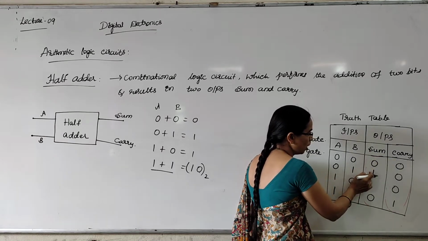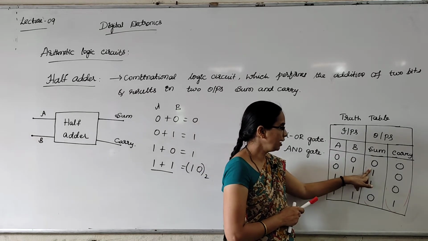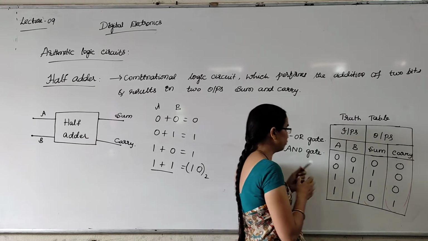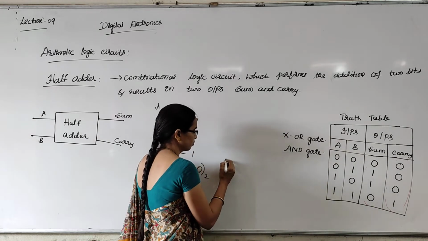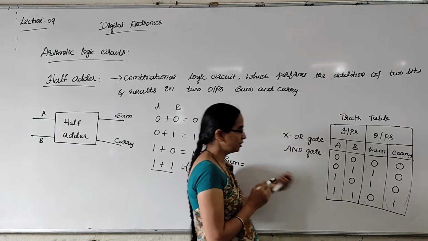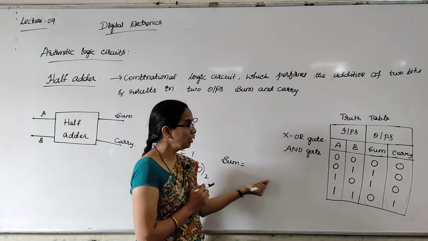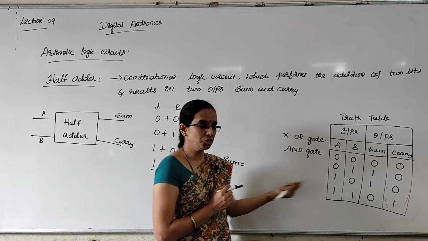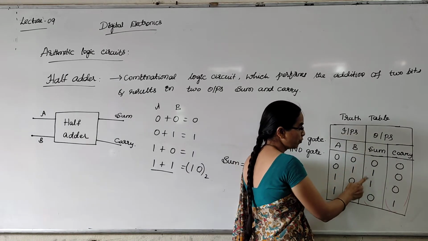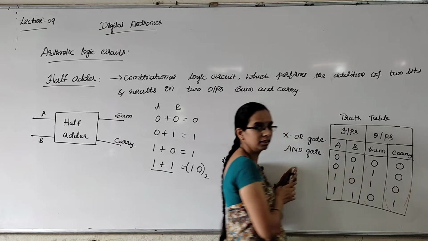Only you should consider the high outputs in sum and carry. First I will write the expression for the sum output by looking at the truth table. How to write the logic expression by looking at the truth table, I will teach you now. See, in the sum output, the high outputs are the second and the third one.